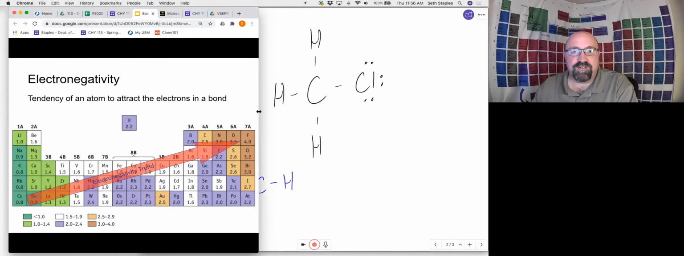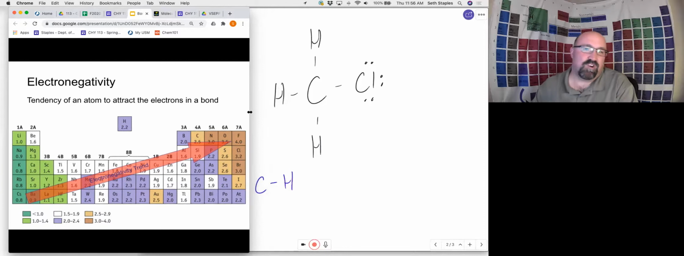We look at our difference in electronegativity, and signs don't matter here. We're always just going to subtract the smaller from the larger. And so carbon has an electronegativity of 2.5. Hydrogen has an electronegativity of 2.2. So a difference of only 0.3.